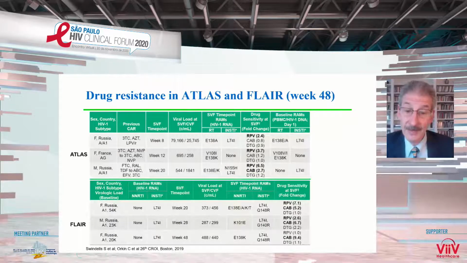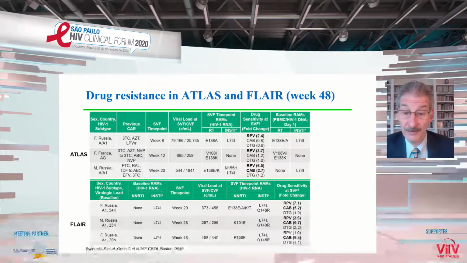The Atlas and FLAIR studies demonstrated the non-inferiority of monthly injectable cabotegravir plus rilpivirine compared to continued daily oral therapy, but did note the emergence of resistance to cabotegravir initially in 6 participants, as shown in this slide, 3 from Atlas and 3 from FLAIR. Now, what you'll notice is that 5 of these 6 participants came from Russia, and although the viruses here are designated as A1 subtype, in fact, they are subtype A6, the subtype that circulates in the Russian Federation.